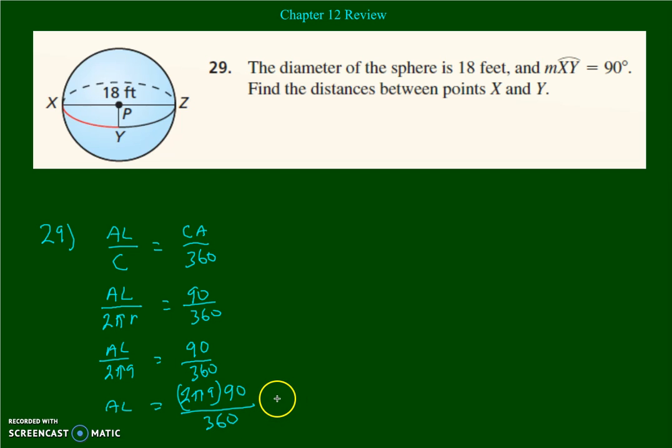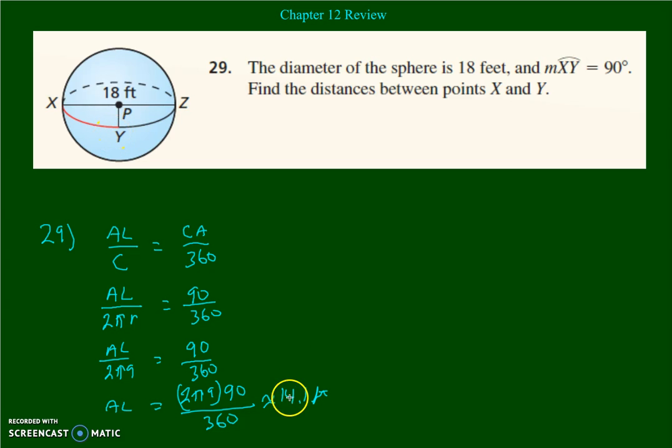We put this in our calculator and it gives us approximately 14.1 feet. Now, there's an important note to make here. Since this is a sphere and we have this arc here, notice what they said. Find the distances between points X and Y. They didn't say find the shortest distance between point X and Y. So we actually have two numbers that we have to generate.